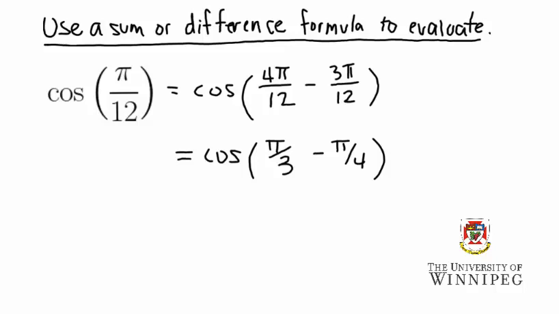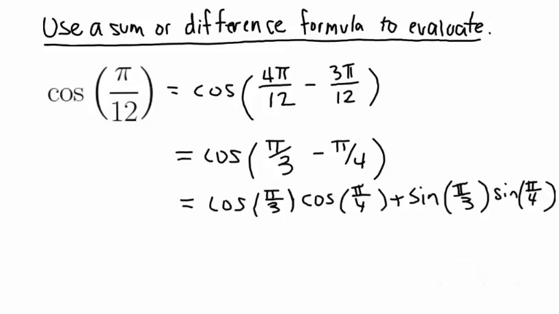4. What we have is the cosine of a difference of two angles, and we can rewrite this as cosine of pi by 3 times cosine of pi by 4 plus sine of pi by 3 times sine of pi by 4. And what we want to do now is evaluate cosine of pi by 3, cosine of pi by 4, sine of pi by 3, and sine of pi by 4.